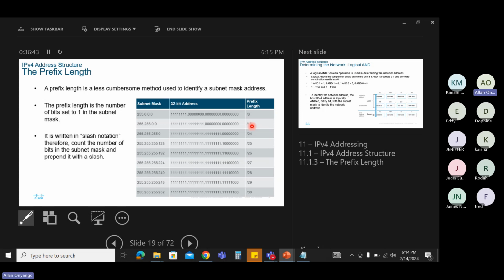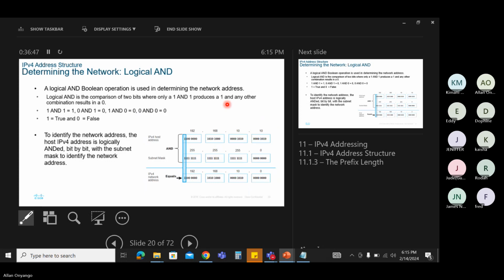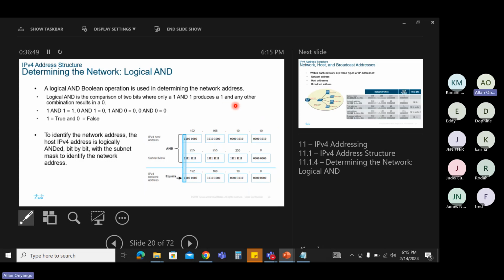Anyway, let's continue, guys. We don't have so much time. So this is the ANDing process I was talking to you about. Check the ANDing process in action. Like I said, in the ANDing process, if you AND 1 and 1, you get 1. 0 and 1 is 0. 1 and 0 is 0. 0 and 0 is also 0. Well, 1 actually means true and 0 means false.